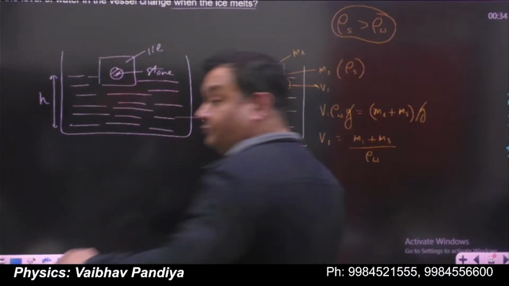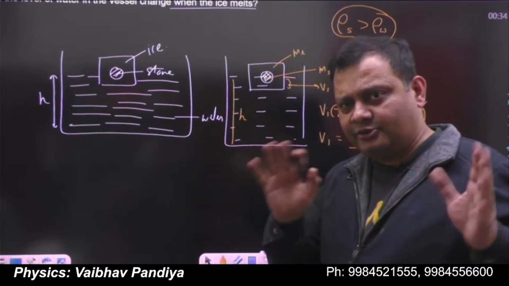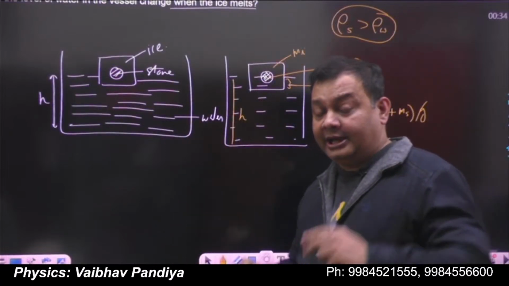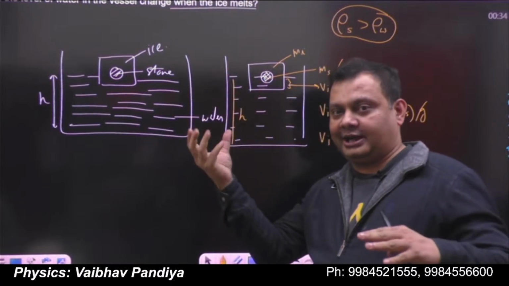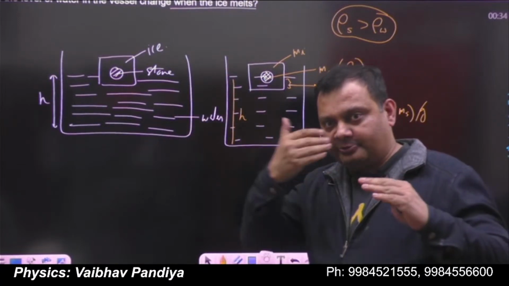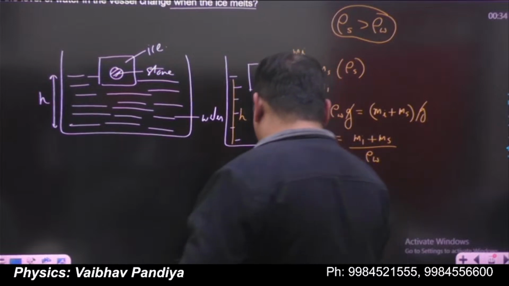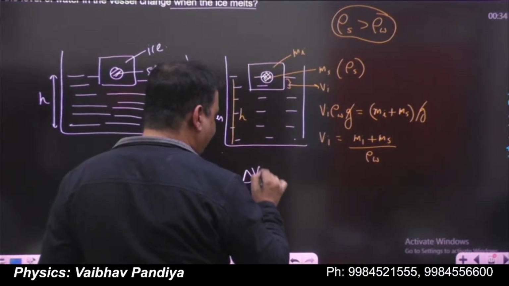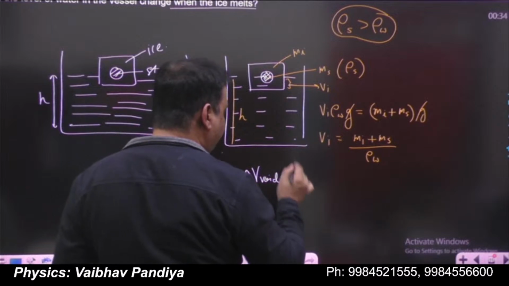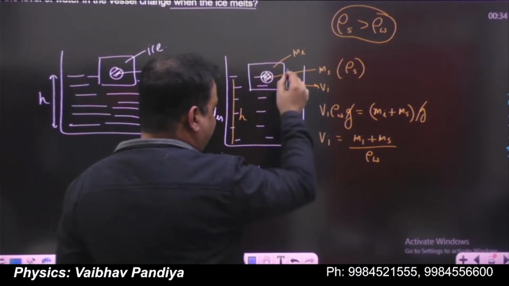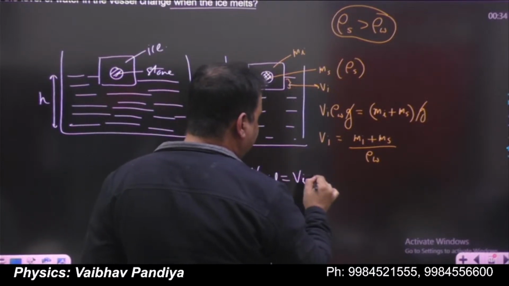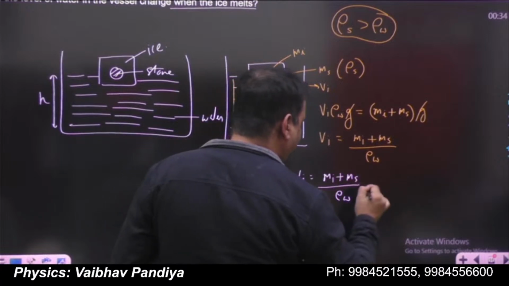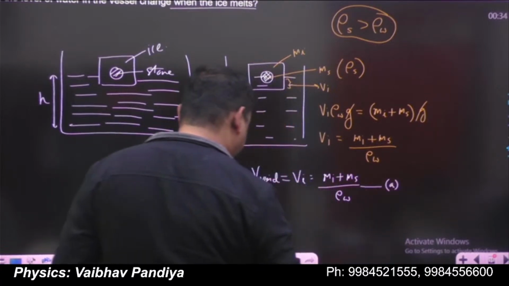So when the ice melts, right now, just assume that you're removing it. We are not melting the ice. Just imagine a model in which you are removing the ice block along with the stone. So when you are removing the ice block along with the stone, there will be some volume which is getting free in the liquid, which was being occupied by this system. So this will be same as Vi. So that is (Mi plus Ms) by rho W, correct? Let it be equation number A.